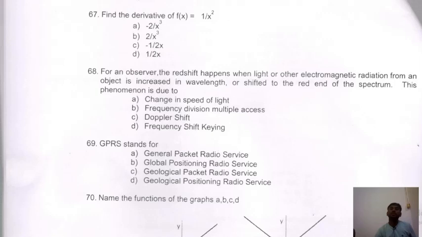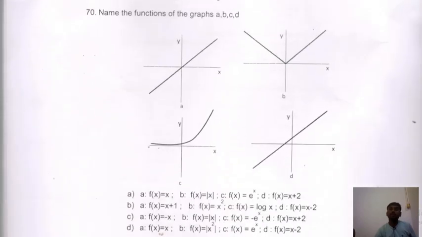Question 70 asks: name of the following graph, ABCD. There are four options, and we have to choose which graph this is. Let me tell you. This graph goes from the origin, so it looks like y equal to x.